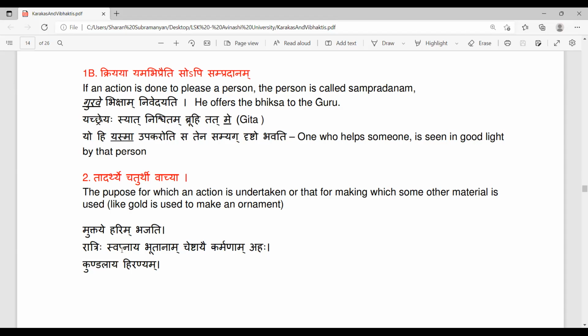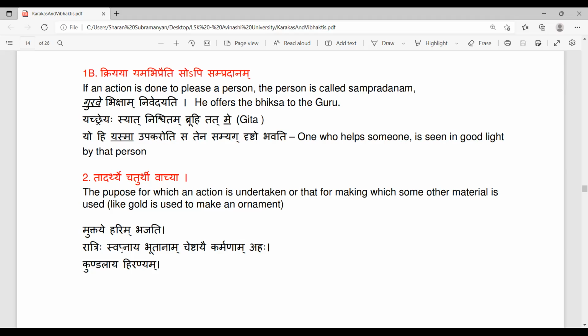Okay. So Swapna is in Chaturthi and Cheshta is in Chaturthi. Understand why it is in Chaturthi. Tadartya Chaturthi. The purpose for which the action is taken, that would be Chaturthi. Here, the purpose is Swapna, that is rest. The purpose is Cheshta in the daytime. That's why it is Cheshtahi. So Swapna Kriya, the Kriya is not mentioned, but it is understood.